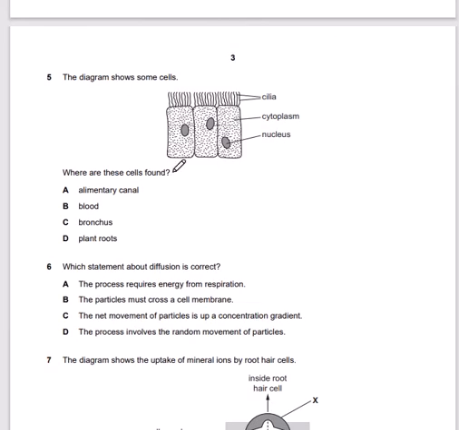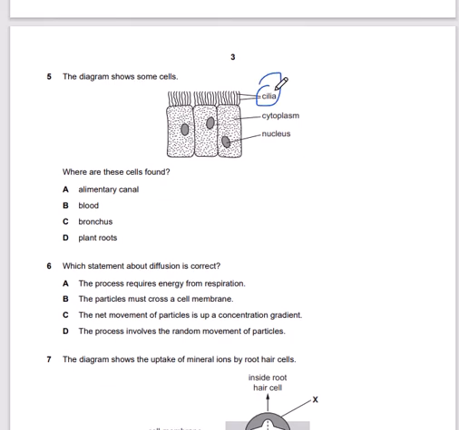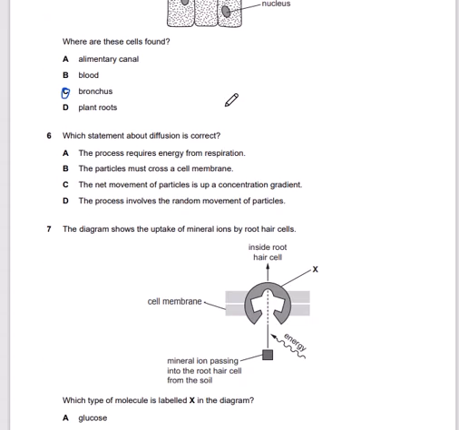Where are these cells found? Cilia is found in the trachea. Cilia are finger-like or hair-like projections that beat and move to swipe the mucus out of the trachea. And another name for trachea is actually bronchus. It's not another name, but it's a part of the trachea.